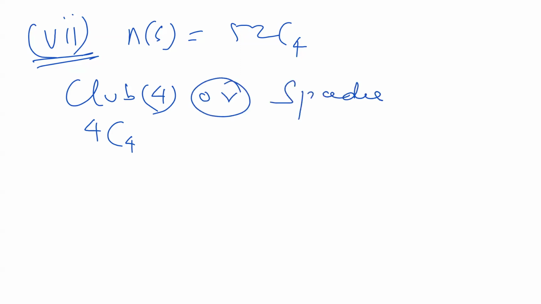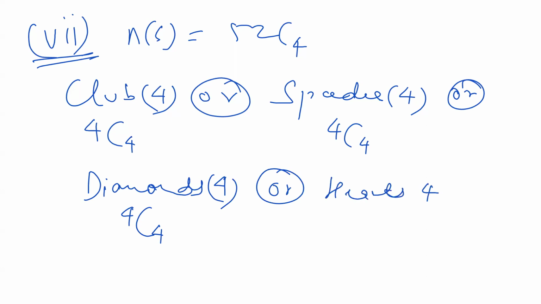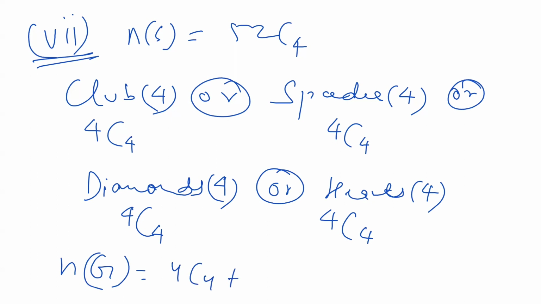Spades. There are four honor cards in spades. So out of those four we have to pull any four. Or diamonds. Again this will be 4c4, because there are four honor cards in diamonds. So out of these four we are pulling out any four cards. Or hearts. Four honor heart cards. Out of those four honor heart cards we are pulling out any four. Fine. So n of, let's say, g is equal to 4c4. Now this or indicates cases, so these are four different cases. So n of g is this, and then p of g is equal to n of g upon n of s.